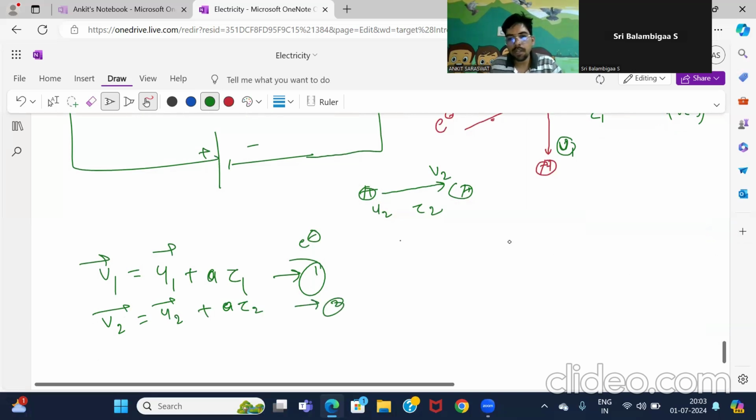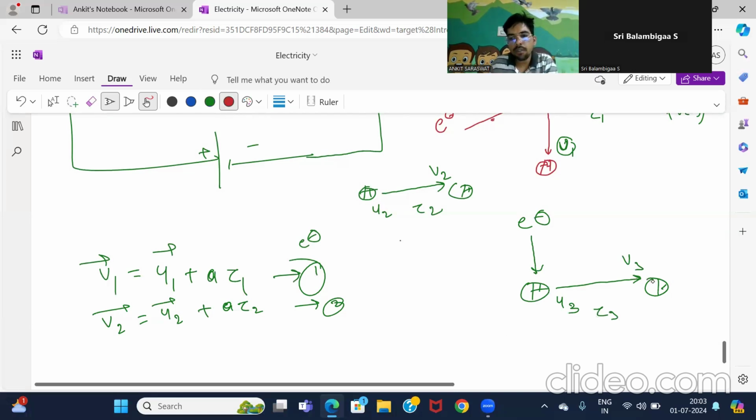For example, one electron is colliding like this. There is one kernel here, it is colliding, and after that, it is going like that. Here it is having u3, v3, tau 3.